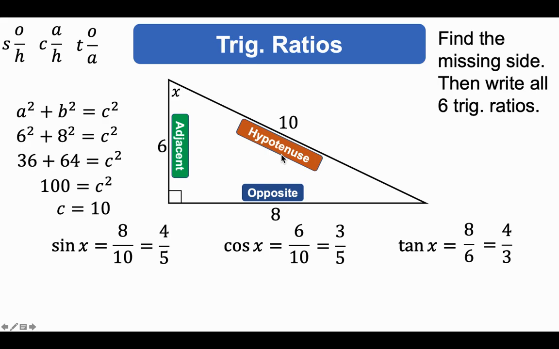Now for the other 3, cosecant comes from sine, and it's just flipped over. Secant comes from cosine, and that's just flipped over. Cotangent comes from tangent, and that's just flipped over. And there you go. You got all 6, right?